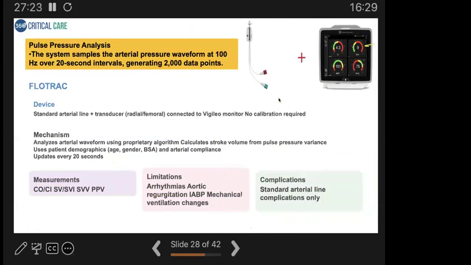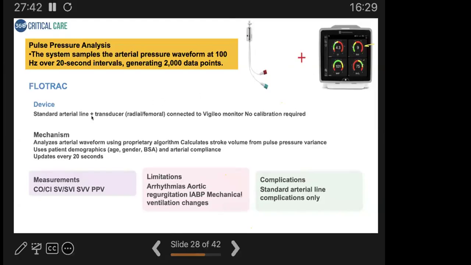If you see, obviously for FloTrac we just need an arterial line attached to a thermistor, and the FloTrac is the catheter or the device which we use, and the monitor in which you see the values is called the Vigileo monitor. So FloTrac and Vigileo form the same system, where FloTrac is the sensor and Vigileo is the monitor.